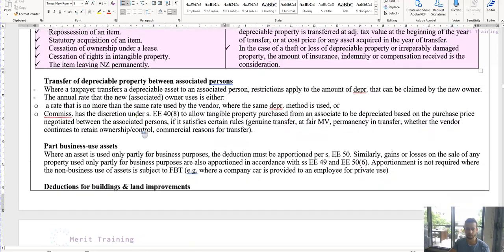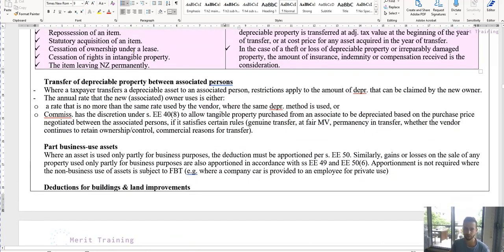Okay, let's talk about transfer of depreciable property between associated persons. By now you should have a good understanding of what an associated person is. It's basically where people have the same control, they're related, etc. So it's not necessarily an arm's length transaction because they know each other or are related. It doesn't necessarily mean that it's not arm's length, but there's a very high chance that it is not, just because of that relationship.